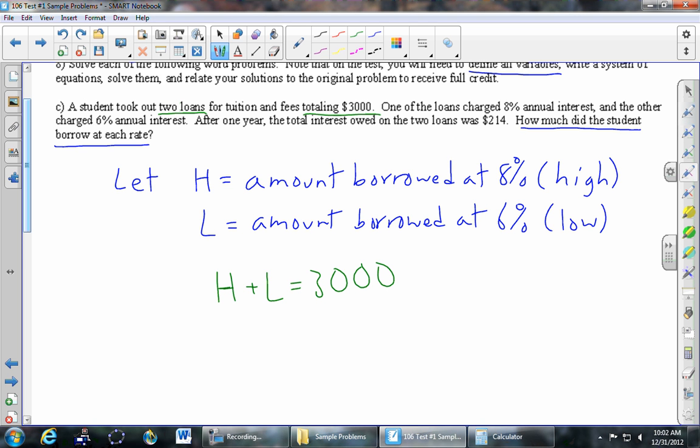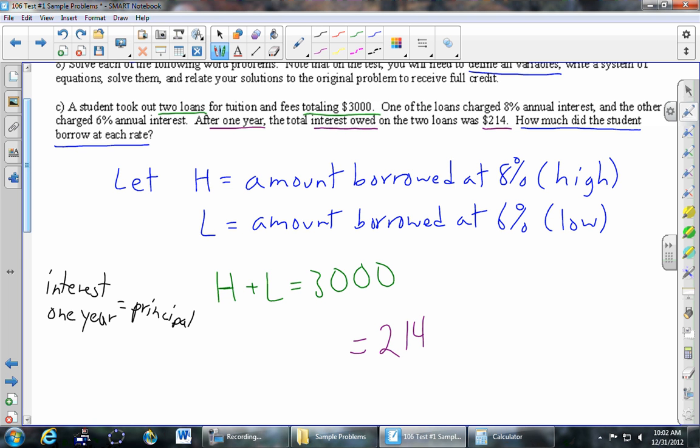Next thing we see is that after 1 year, the interest owed was $214. So I know something's going to equal 214 because that's how much interest I owed on both loans. This equation's tougher to find, I think. So here's our basic fact. The interest, when you borrow money for 1 year, is equal to the principal times the interest rate.